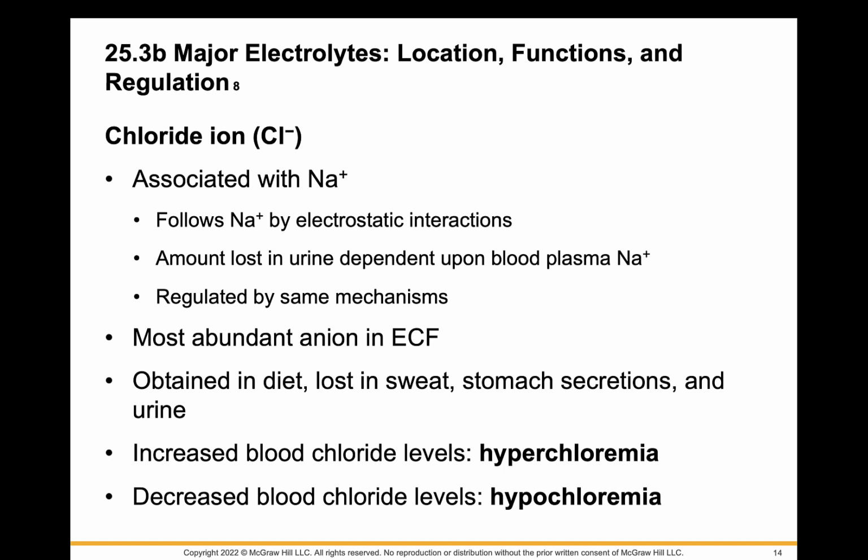Chloride is the most abundant anion that we expect to find in the extracellular fluid. We basically obtain it in our diet primarily as it's related to sodium chloride. It is going to be lost in sweat, stomach secretions, and urine. When you have an increased level of chloride, it is known as hyperchloremia, whereas a decrease in chloride levels will be known as hypochloremia.